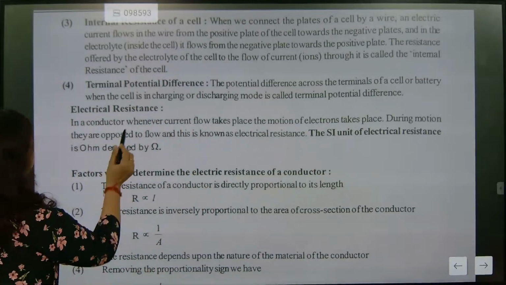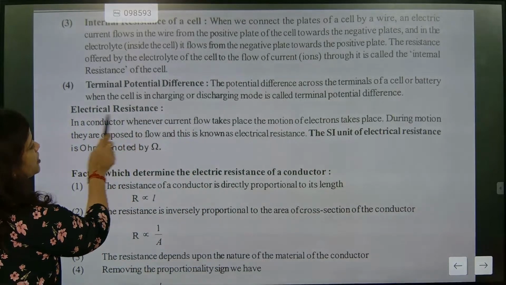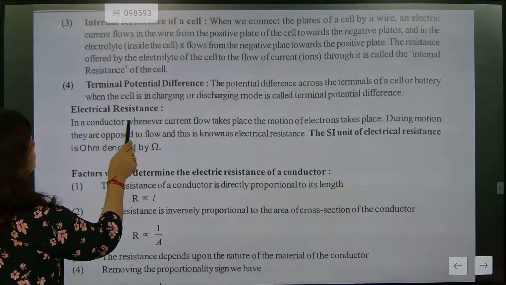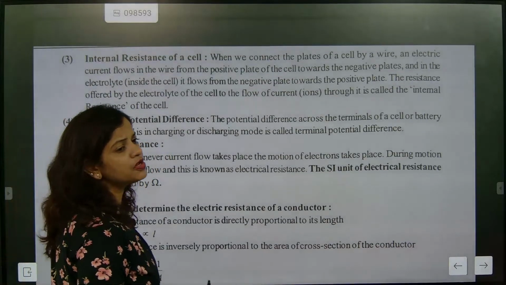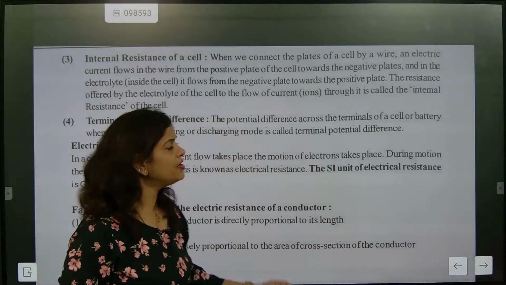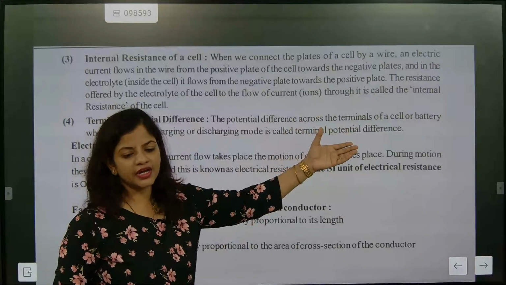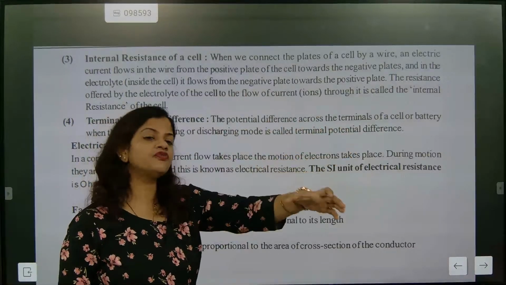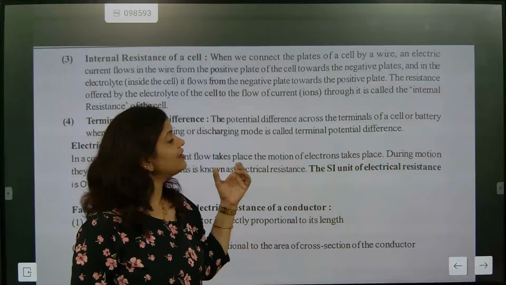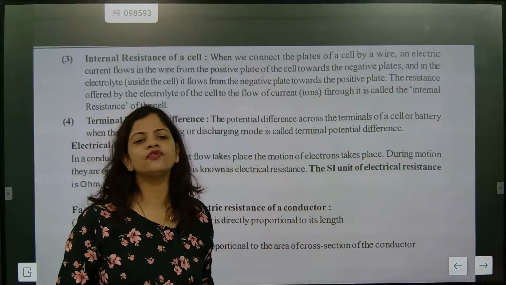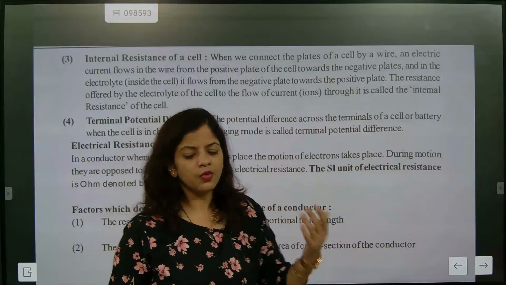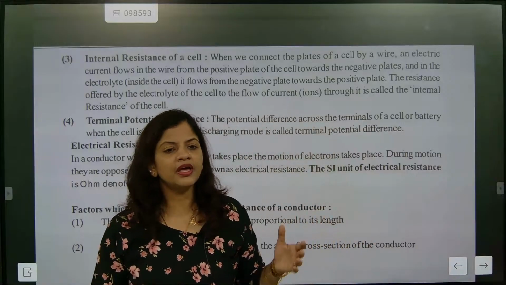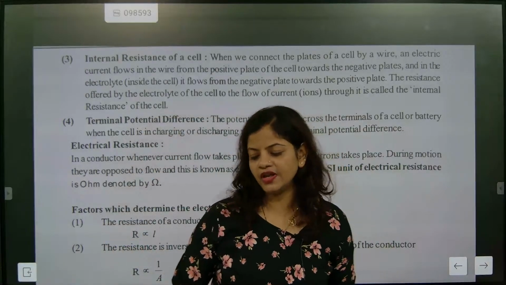This part is electrical resistance. When somebody talks to you about electrical resistance, before that, terminal potential difference. What is the meaning of terminal potential difference? However many cells or batteries you connect, that much potential difference you generate, and the current will flow in the circuit for that long. One cell means the capacity is less, more cells mean the capacity will be more. That's very, very important.